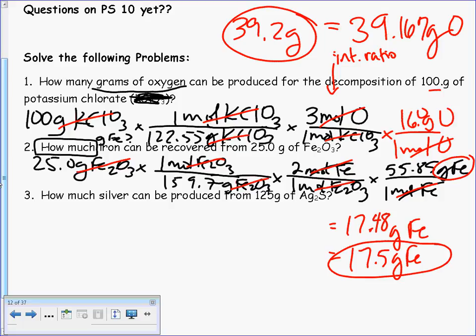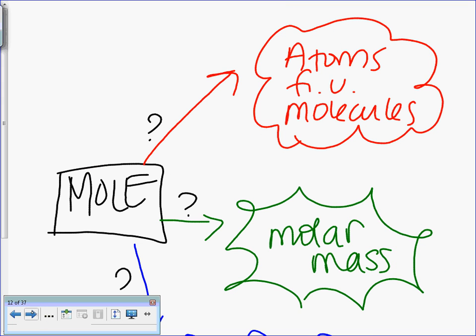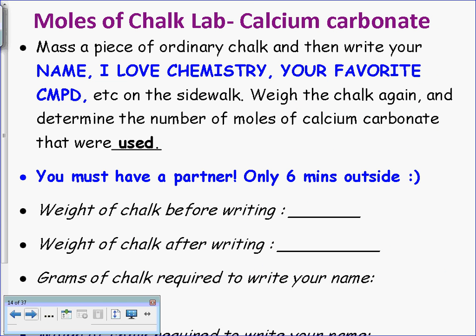Okay, so I'm not going to do the last one right now. Let's go outside. Okay, hold up. I've got to tell you what you're doing outside first. Just your piece of chalk, which I'm going to get you in a second. This is called the Moles of Chalk Lab. You have to write good things about chemistry in chalk outside. I love my lab partner. We're bonding. Or Au. What's Au? Gold. Oh my gosh. I read some of them, okay?